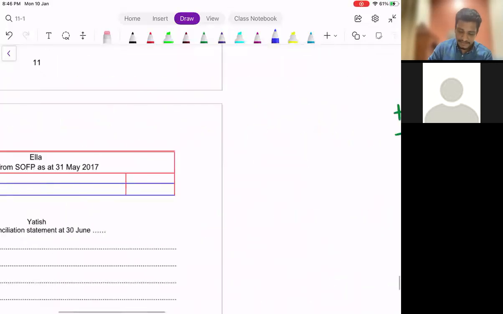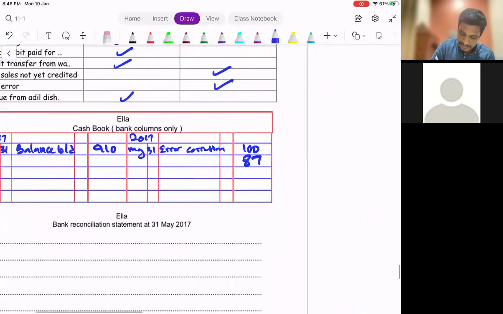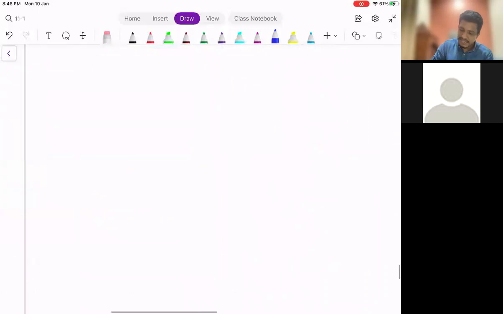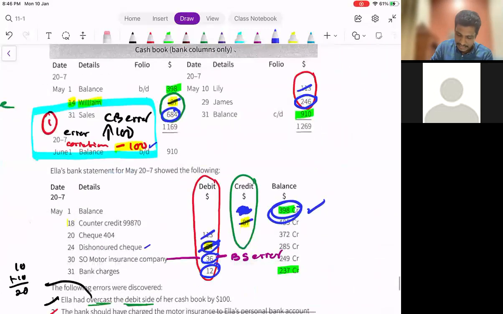So we write William. If you know the name, you can write the name. If you don't know the name, you just write dishonored. No choice. So William in brackets, dishonored, 87. After that, do you have anything else in the bank statement? Yes, 36, the bank statement error.